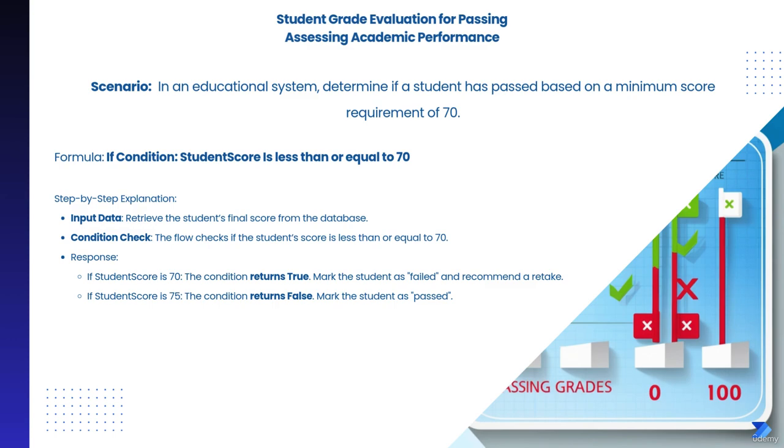Step-by-step explanation. Input data. Retrieve the student's final score from the database. Condition check. The flow checks if the student's score is less than or equal to 70. Response. If the student's score is 70, the condition returns true. Mark the student as failed and recommend a retake. If the student's score is 75, the condition returns false. Mark the student as passed.